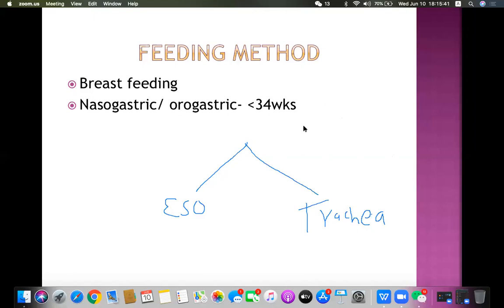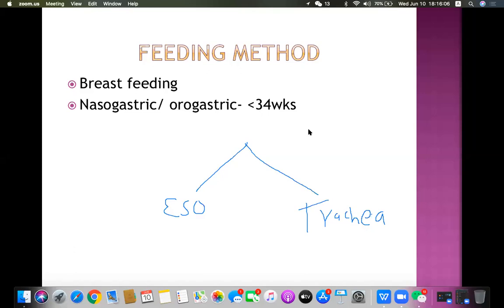So what we do is we take a syringe of 5 ml or 10 ml, and fill that syringe with air and attach that syringe with one end of the NG tube, which is the outer end. Then you push that air. At the same time, you auscultate. Put your stethoscope on the epigastric region first.